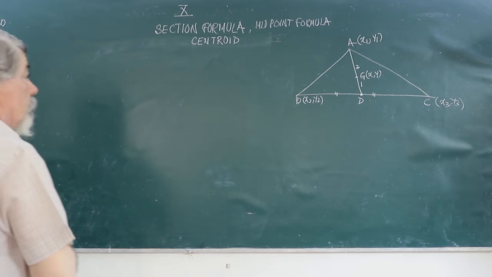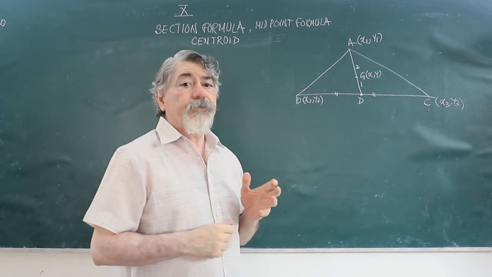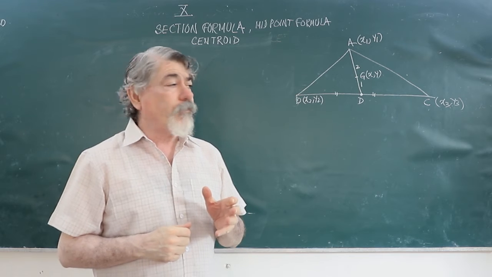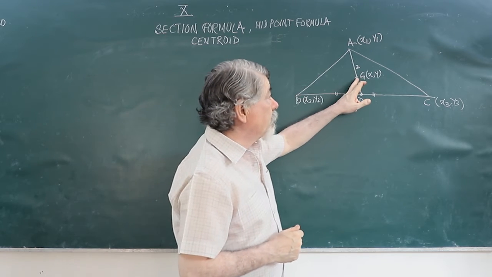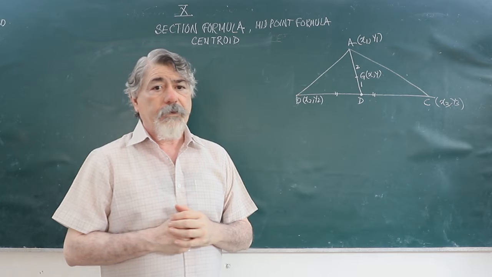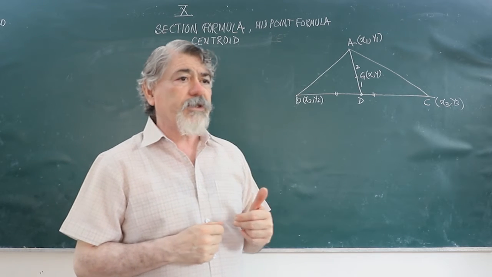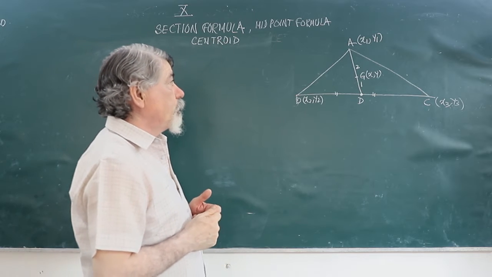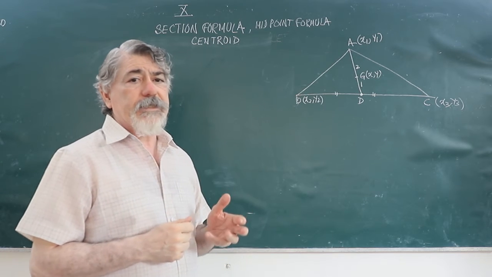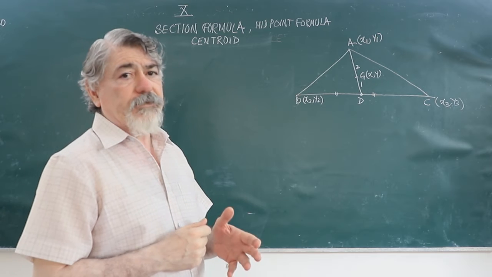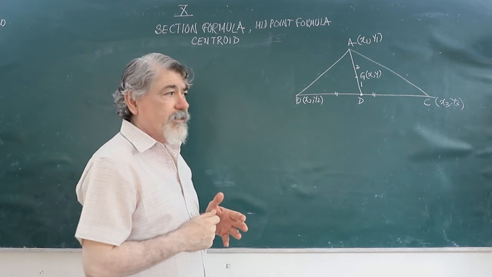The next application of this section formula is to find the coordinates of the centroid. We have already discussed centroid in detail. What is the centroid of a triangle? We told you the centroid is the point of concurrency of the medians of the triangle. What does median of the triangle mean?